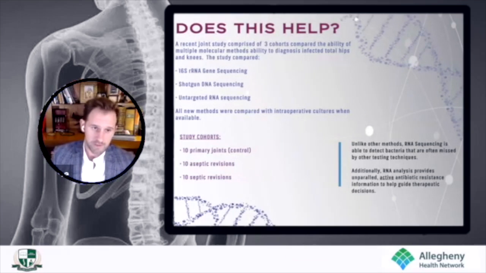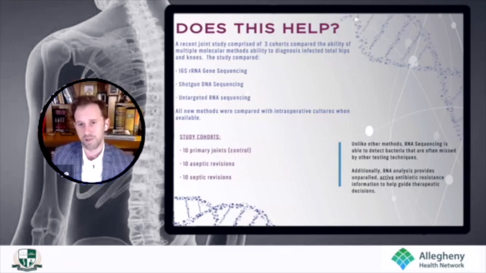So now to talk a little bit about the data, I have to digress a little bit here away from some spine surgery into some joint things. So bear with me for just a moment here, but I promise we'll return to some spine applications here. A recent study compared 3 different cohorts of patients, and compared the different molecular techniques, specifically looking at 16S, shotgun DNA sequencing, and an untargeted RNA sequencing method.